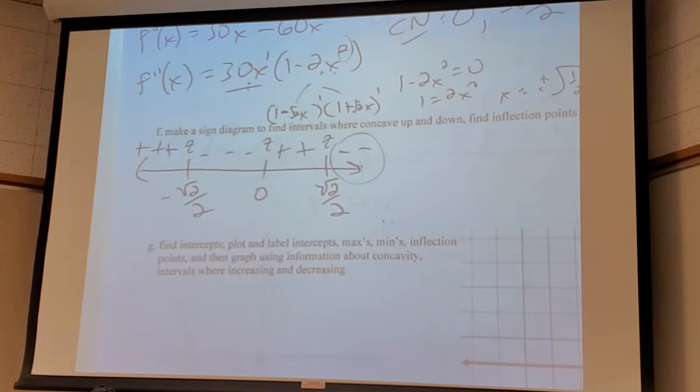What number would you use between 0 and square root of 2 over 2? Yes, you're really close to 0, and then plug it in your calculator, right? But you're wasting time then. Maybe? I don't know.